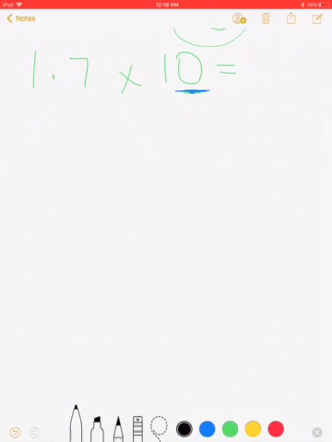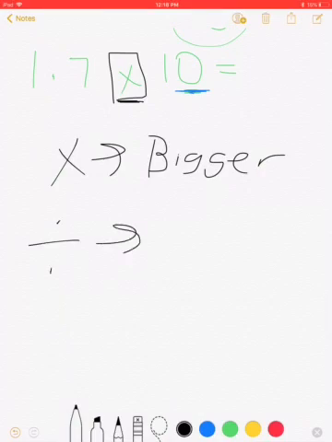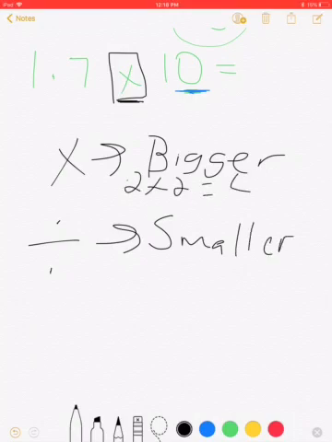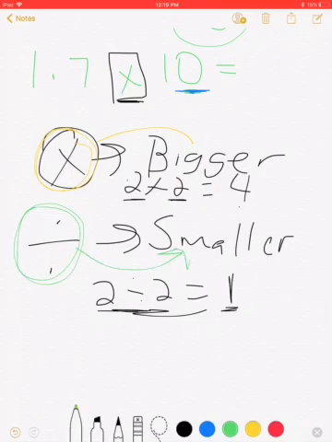Now, let me give you the clue. This tells you which way to move your decimal. If the symbol is multiply, when you multiply numbers, they get bigger. When you divide numbers, the answers get smaller. Let's talk about it. When I multiply 2 times 2, the answer is much bigger than the 2 we started with. But when I divide, 2 divided by 2 equals 1, the answer is much smaller than the numbers that we started with. So when you multiply, the answers get bigger. When you divide, the answers get smaller, right?